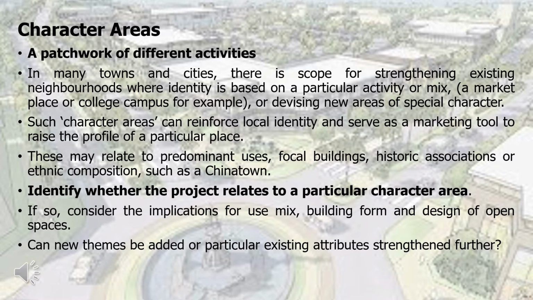Now, our next point is character areas. In many towns and cities, there is scope for strengthening existing neighborhoods where identity is based on a particular activity or mix. For example, a marketplace, or even a neighborhood can be constructed around a campus. Basically, in doing so, we're devising areas with specific character.